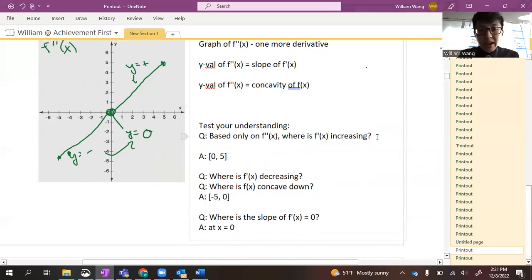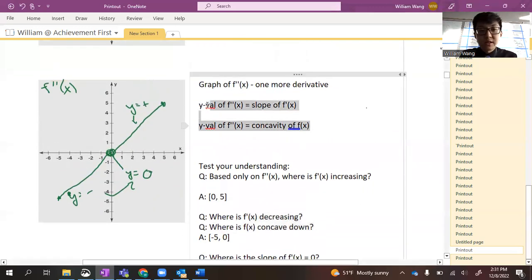So in a way, these are mathematically the same question. Where is f prime of x decreasing is the same as where is f of x concave down, because it's the same sort of relationship. The y value of f double prime of x gives me the slope of f prime of x. The y value of f double prime of x gives me the concavity of f of x. All right. Another question.